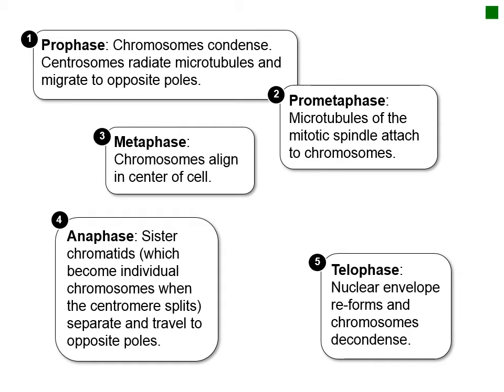copy of the genome. There are 5 key stages of mitosis: prophase, prometaphase, metaphase, anaphase, and telophase. It is important that you understand the key cellular changes that occur at each stage. You can find that information in your textbook. In this video, we're going to focus on what occurs to the movement of the chromosomes in each stage of mitosis.